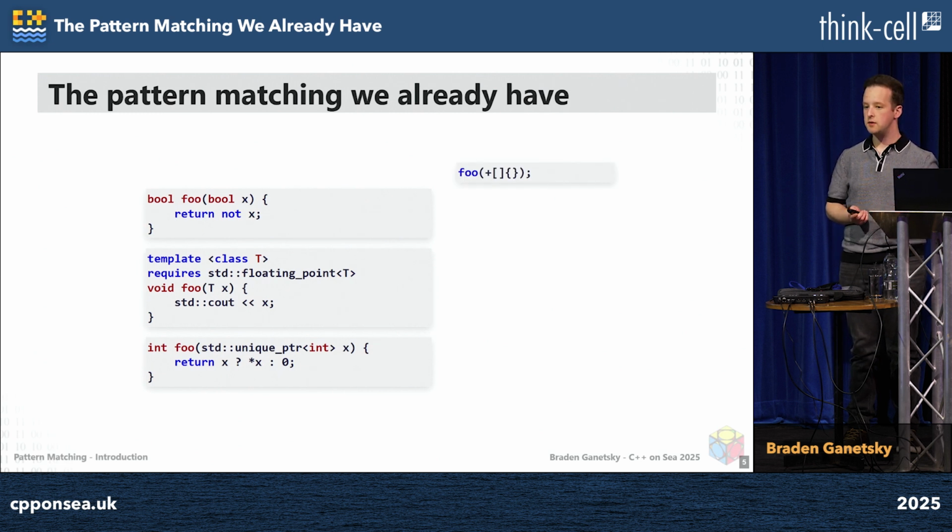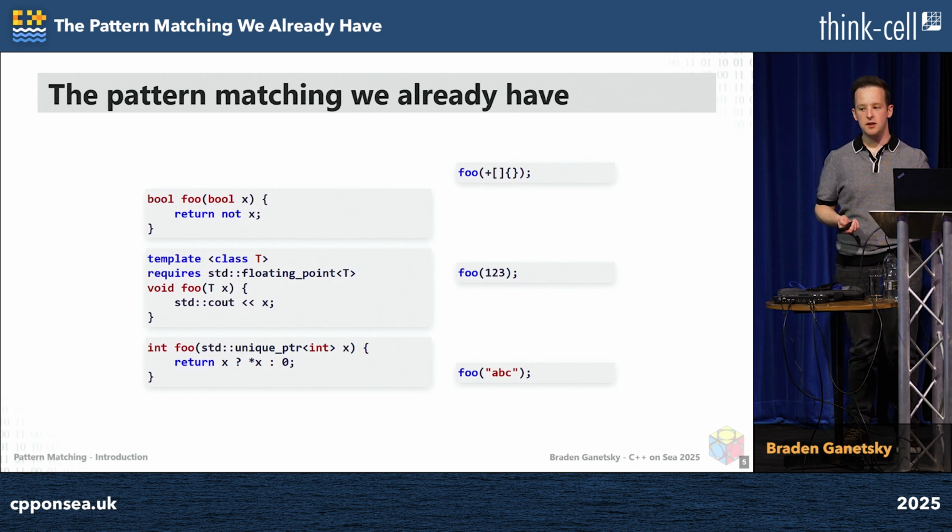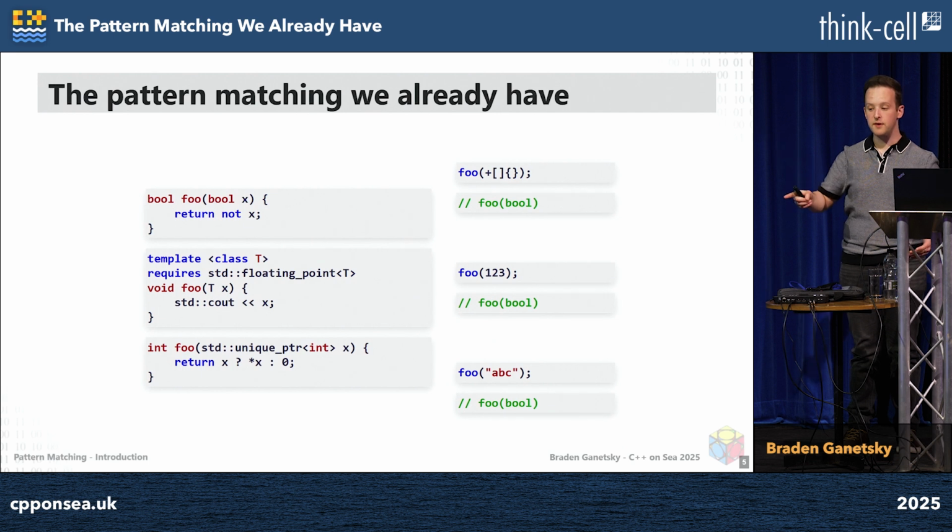into a function pointer? Or what happens if I call foo of 123? Or what happens if I call foo of "ABC" in quotes? Now, I don't necessarily want to give away the answer. Okay, I do. It's foo of bool for all three of them. But my point is, this is doing pattern matching here. There are 3 different patterns that can be matched by the arguments that you're passing into foo, and based on them, you end up with a different overload being called. This is pattern matching in C++.